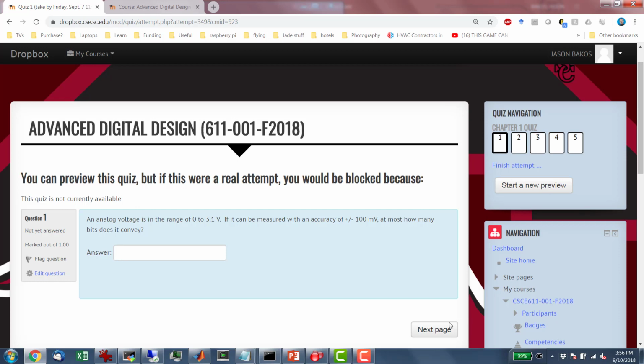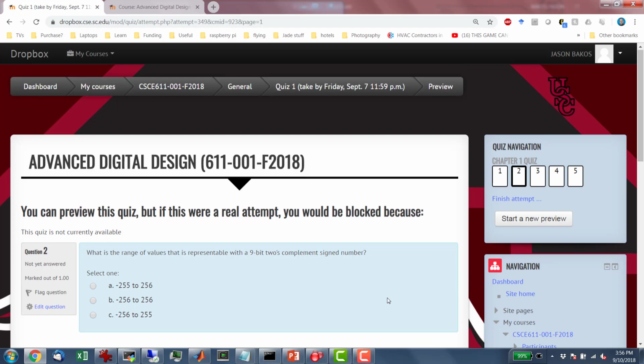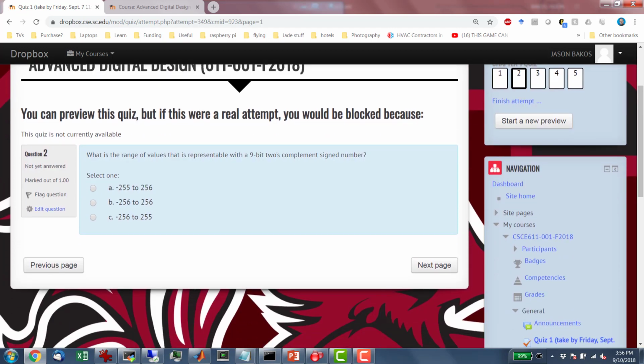Next question is, what is the range of values that is representable within a 9-bit 2's complement signed number? So for this one, if it's 2's complement, I just take 1 bit away. So I think of it like an 8-bit number. And then the maximum positive number you could do with an 8-bit number is 2 to the 8th minus 1, which is 256 minus 1, 255. And then with 2's complement, you can go negative to 2 to the n, right? Which would be negative 2 to the 8th, which is negative 256 to 255. You guys with me?